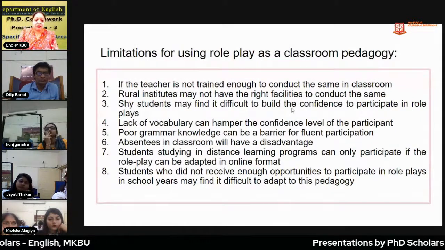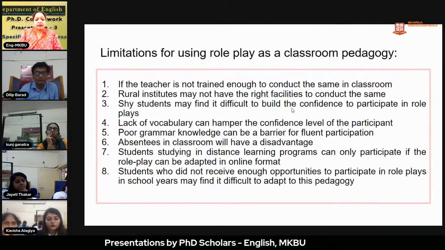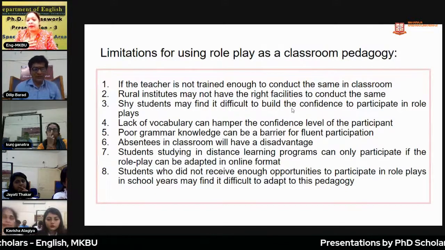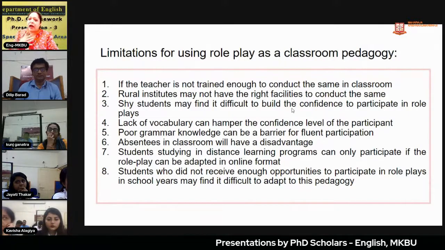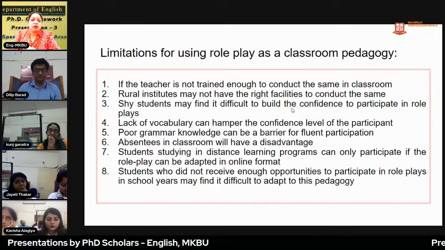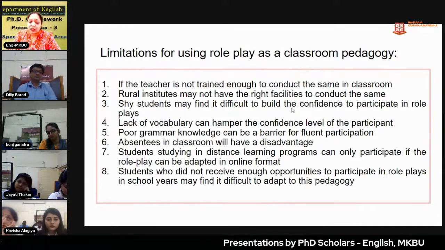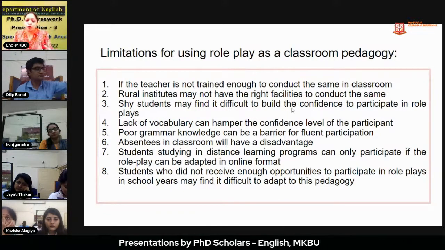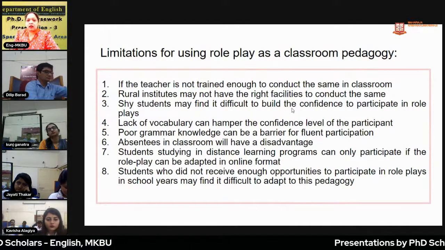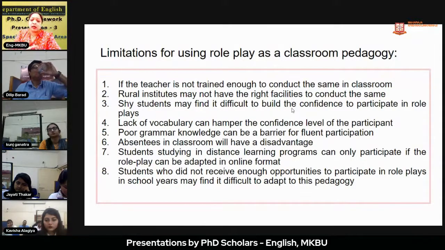Now, there are some limitations of role play as well. In a classroom setting, the teacher is sometimes not trained enough to conduct it. Coming from a corporate background, I knew a little bit of how an elevator pitch is done, so I could explain it to the students. Now, somebody who has only the experience of classroom teaching might not be able to train the students or conduct the role play, and might have to go through some role play seminars or be a part of some certificate course to be able to pass the knowledge to the students or to conduct the pedagogy.